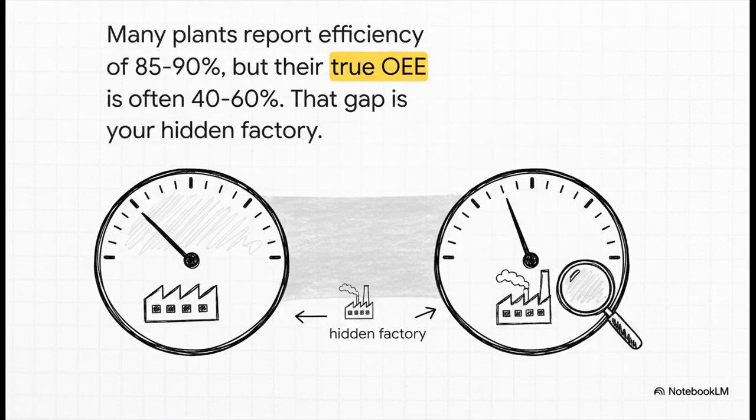And this is where the gap between perception and reality just becomes massive. You see, a lot of plants track something they call efficiency, and they'll proudly report 85, maybe 90%. But that's usually because they're only measuring when everything's running perfectly. The moment you apply the strict, honest lens of OEE, that number plummets. It's often closer to 60%, sometimes even 40%. And that huge gap, that is your hidden factory.